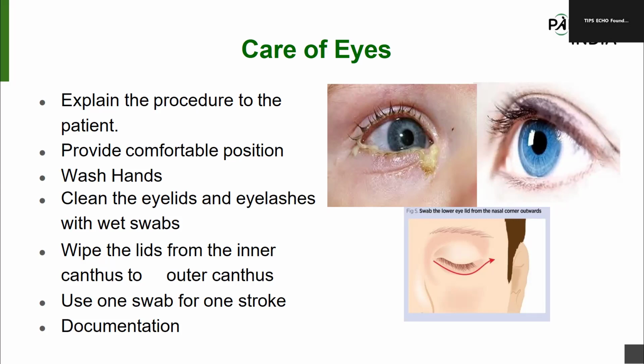So first of all, whenever we are doing a procedure, we have to explain the procedure to the patient, provide a comfortable position, wash hands, and clean the eyelids and eyelashes with a wet swab. As we clean, dried pus-like material will be there in the eyes, right? So we have to clean the lid and eyelashes with the wet swab. Wipe the lid from inner canthus to outer canthus. Use one swab for one stroke, and documentation is also important, right?